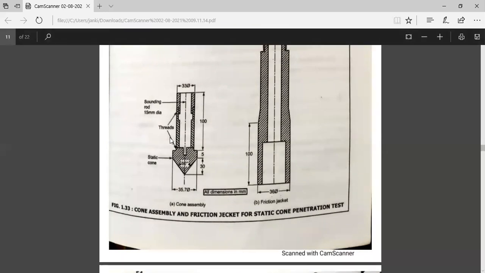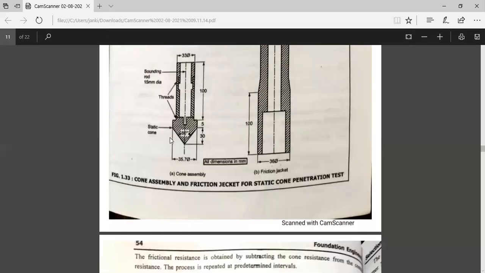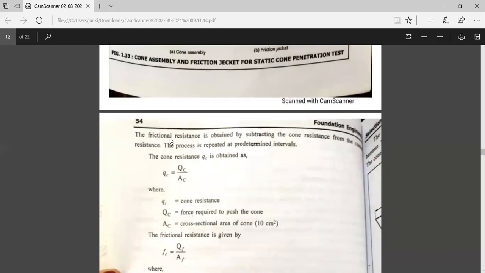The procedure for determining the cone resistance and the frictional resistance mainly consists of first pushing the cone through the soil strata at the rate of 10 mm per second and measuring the cone resistance, then pushing the friction jacket down up to the cone, pushing both the cone and the friction jacket together and measuring the combined cone and friction resistance. The friction resistance is obtained by subtracting the cone resistance from the combined resistance, and the process is repeated at regular intervals.